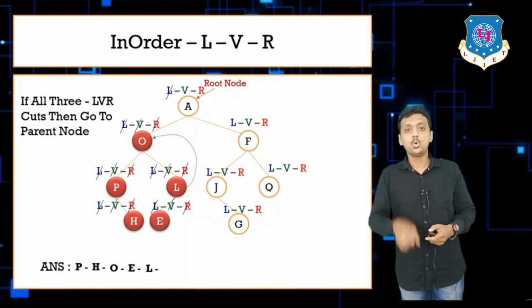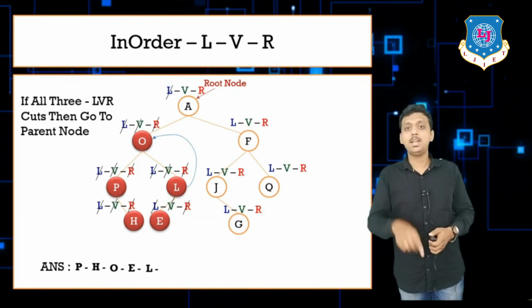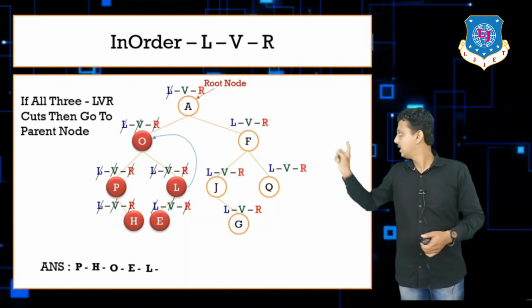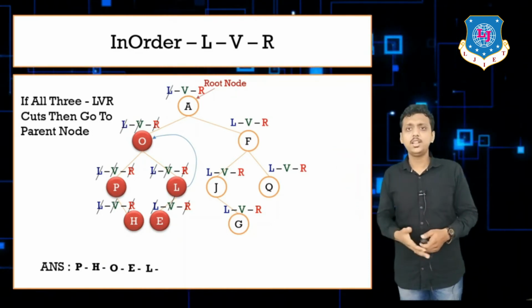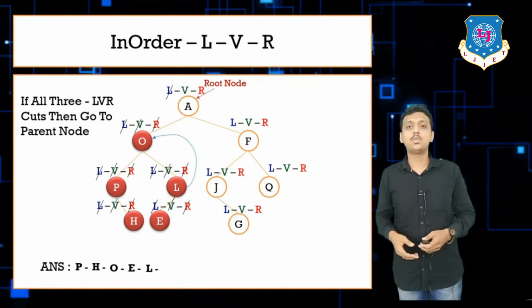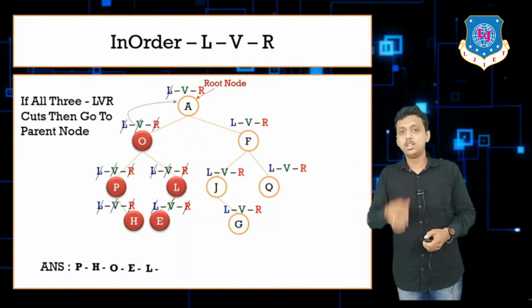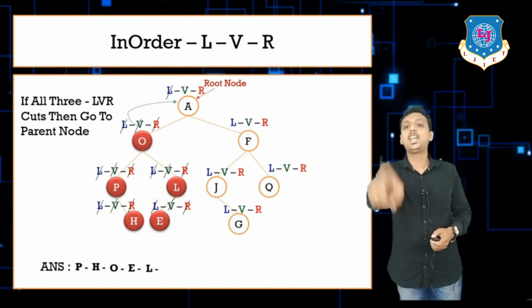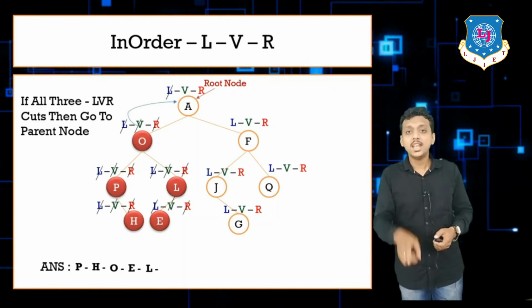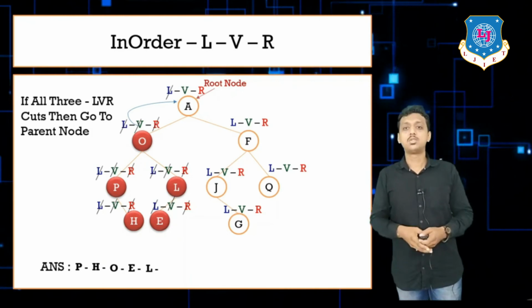Now check O. Check O very carefully. Is there any remaining operation on O? L, V and R. All three performed? Yes. Then move towards the parent node. Now tell me, what is the parent node of O? That is our root node A. So now go on A.